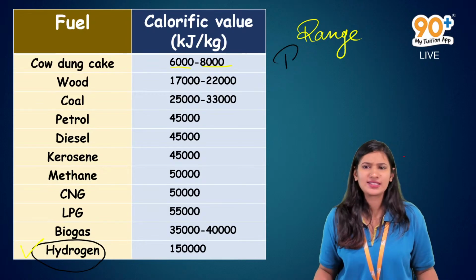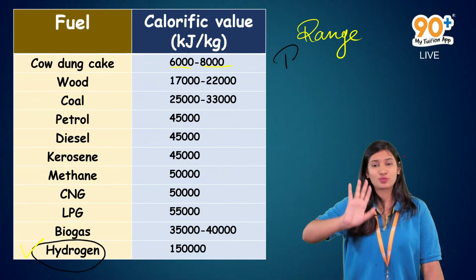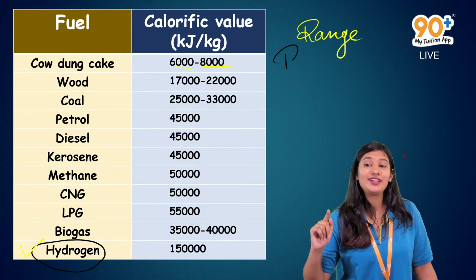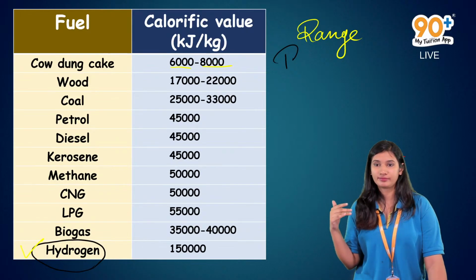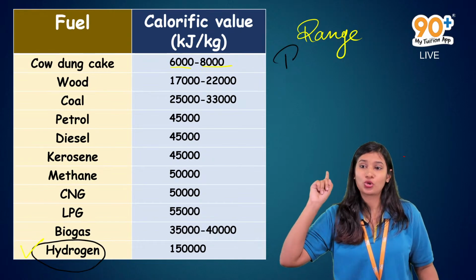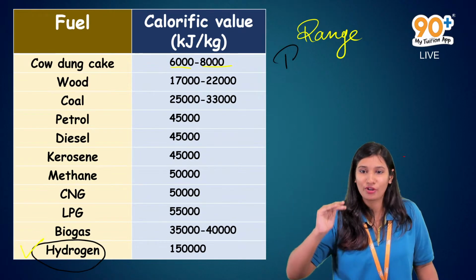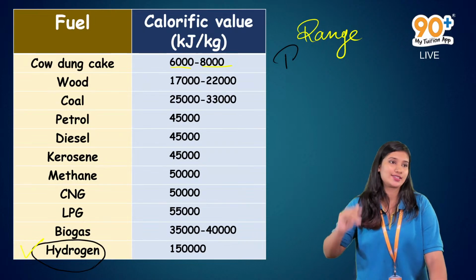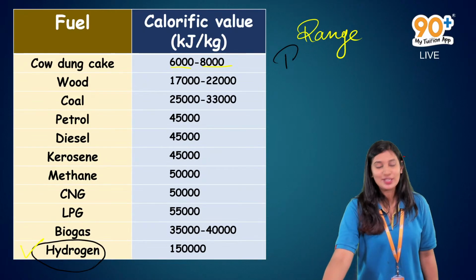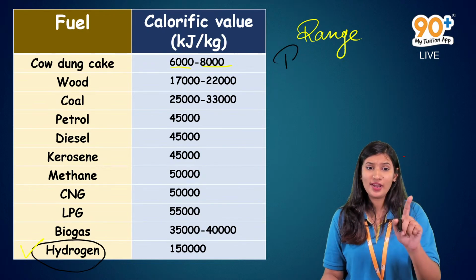Is it clear? This is the table given in your textbook, so you don't have to write this down, but it will be better if you study the order. Now if you watch, petrol, diesel and kerosene have the same calorific value, right? So is it clear now? Alright. Can I change the slide? Don't write this down, okay?